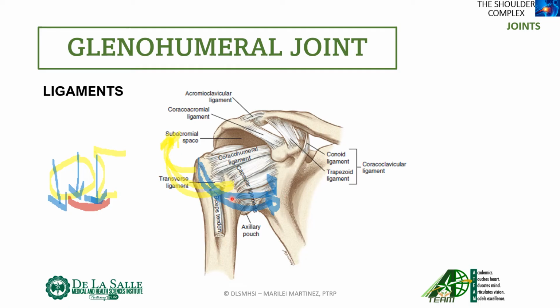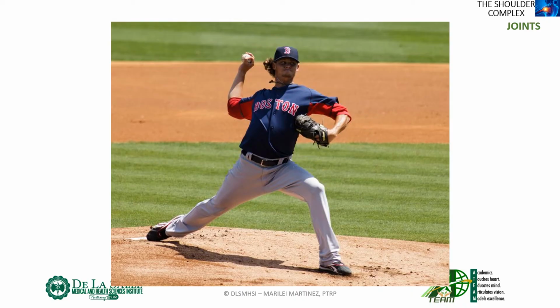Okay? Now, with that, it will weaken the ligament, and therefore the patient, for example, may be predisposed to anterior dislocation. So one example is the cocking phase of throwing a ball. For your information, throwing a ball involves several phases. So one phase of throwing a ball is the cocking phase.